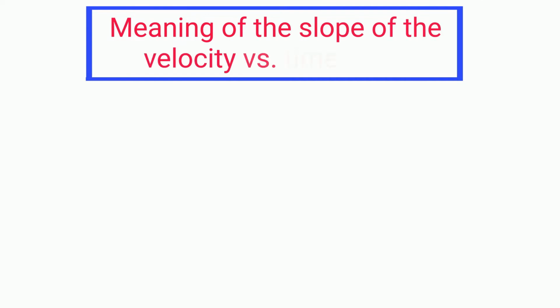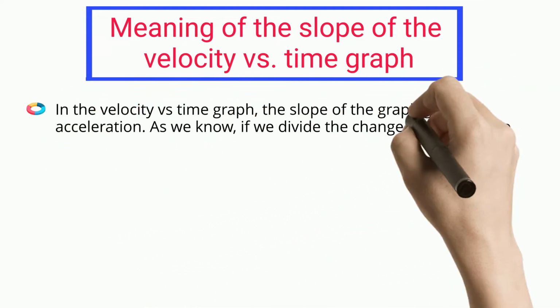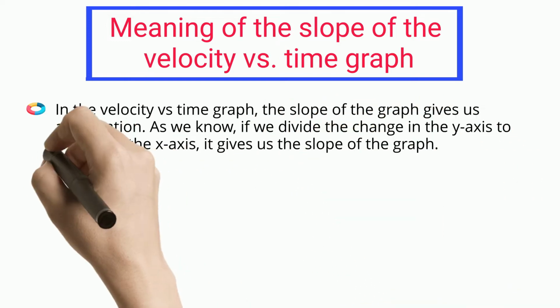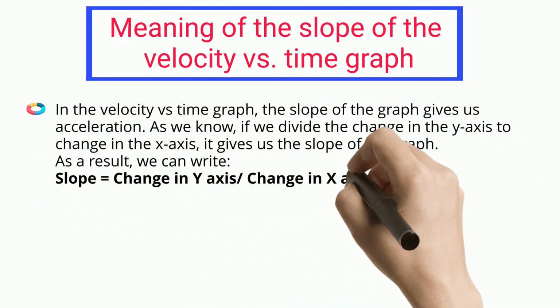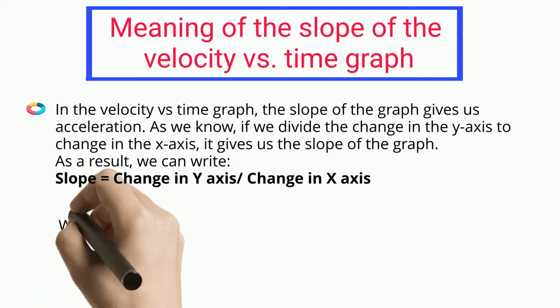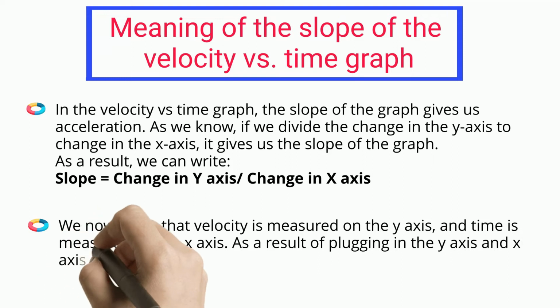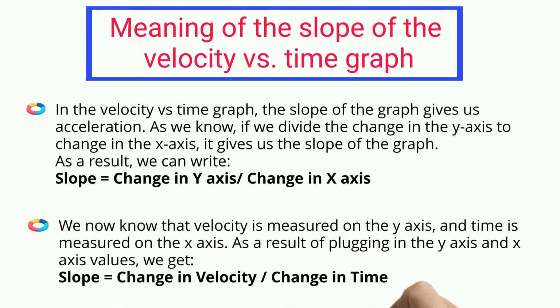Meaning of the slope of the velocity versus time graph. In the velocity versus time graph, the slope of the graph gives us acceleration. As we know, if we divide the change in the y-axis by the change in the x-axis, it gives us the slope of the graph. As a result, we can write slope is equal to change in y-axis divided by change in x-axis. We now know that velocity is measured on the y-axis, and time is measured on the x-axis. As a result of plugging in the y-axis and x-axis values, we get slope is equal to change in velocity divided by change in time.